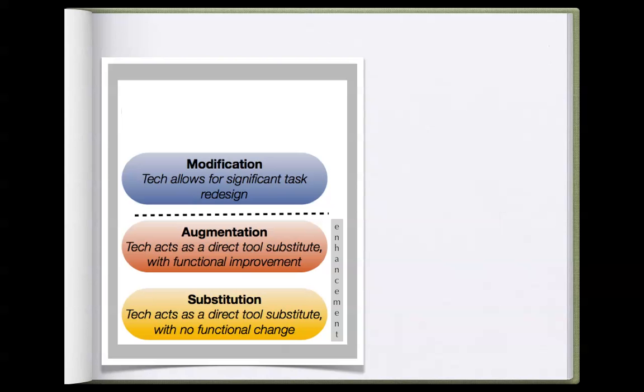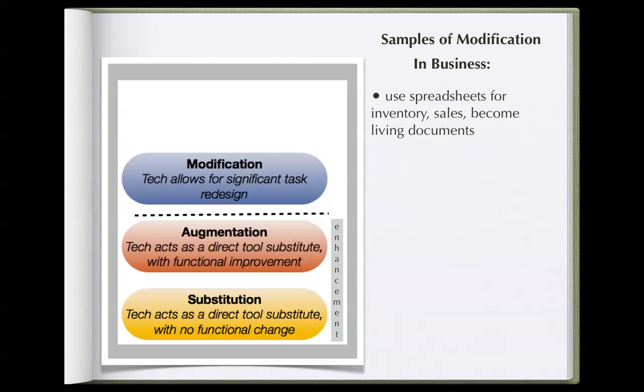Moving on to modification, things become a little bit different. Business can now do tasks in a different way than they have in the past at the modification level. So, for example, a business could begin to use spreadsheets for inventory and sales, and these become living documents that can be updated and they can be archived. They can begin to visually display data about sales and inventory for employees.